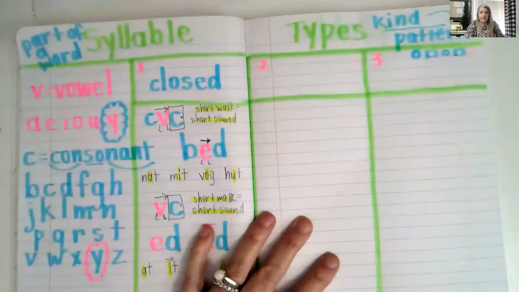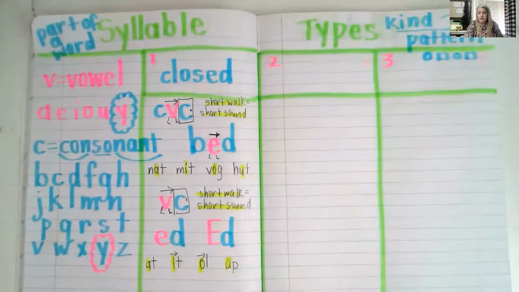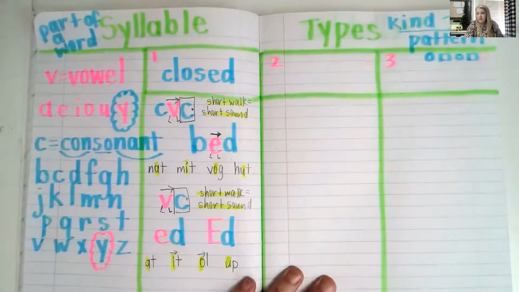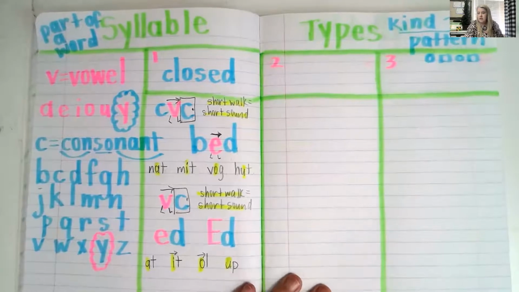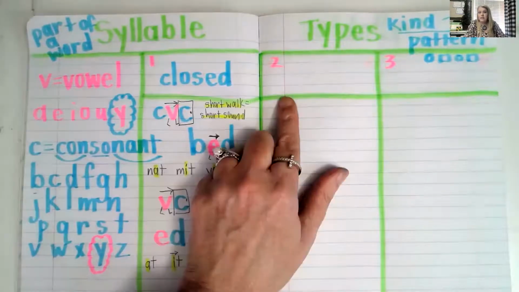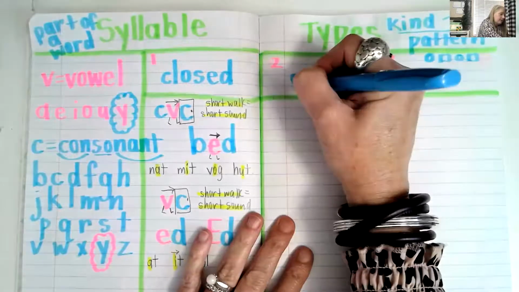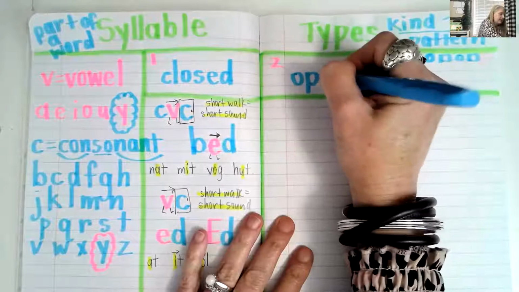This is what our previous lessons look like so far. So if it looks a little foreign to you, go back to videos 1 and 2 and start with that before heading over to this lesson. But today we're going to talk about the open pattern. So grab your blue highlighter. We're on syllable type number 2, which is going to be open, and it builds off the closed pattern.